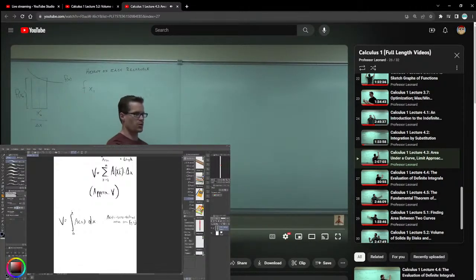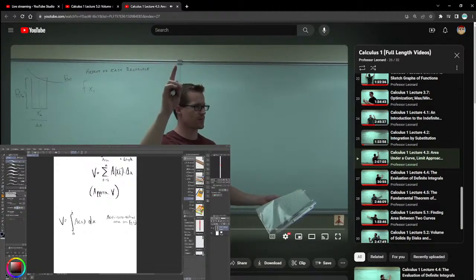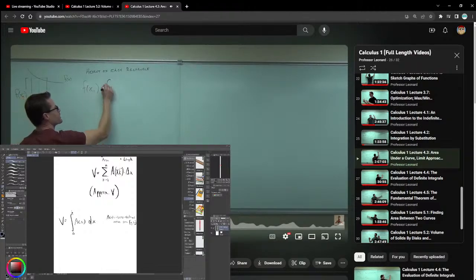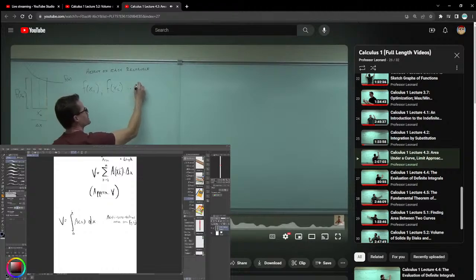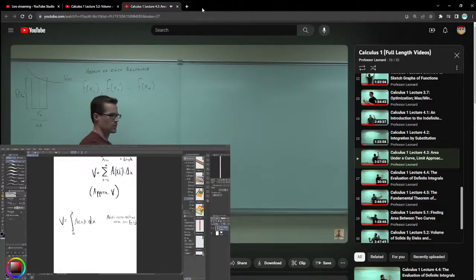Whatever the first arbitrary point is, we go up to that height. That's the height of the rectangle. Make sense? That'd be the first rectangle. Then the second one will be f of x2 dot, and then so on, all the way when we get to f of x sub n dot, our last arbitrary point.